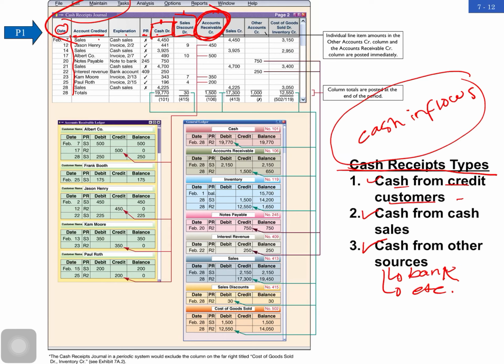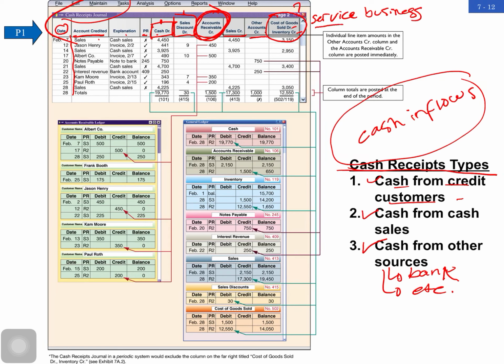And then next is sales, and then other accounts, and next is cost of goods sold, debit, and inventory, credit. Remember, if your business is a service business, do you need this one?